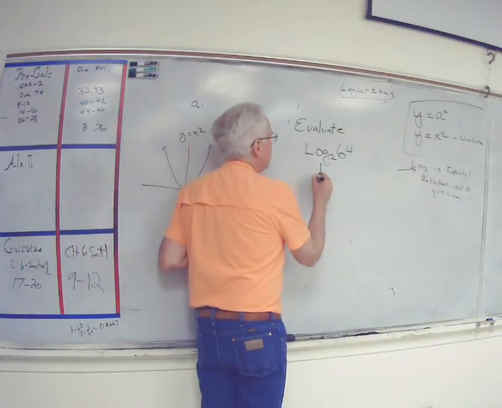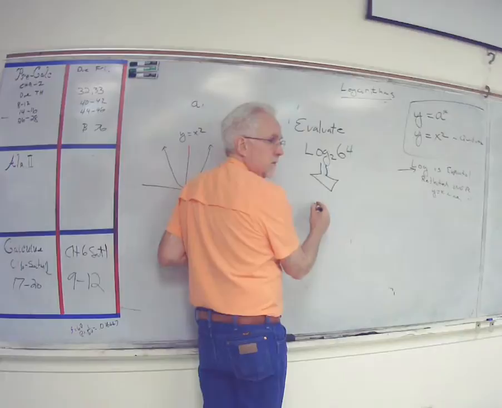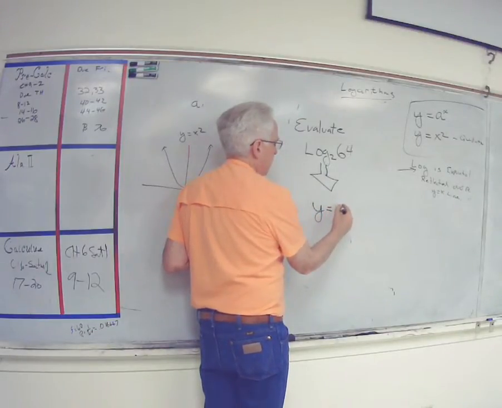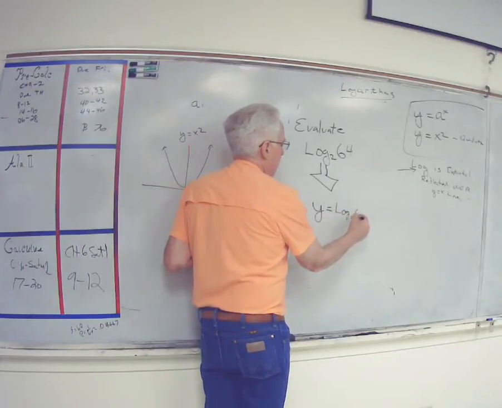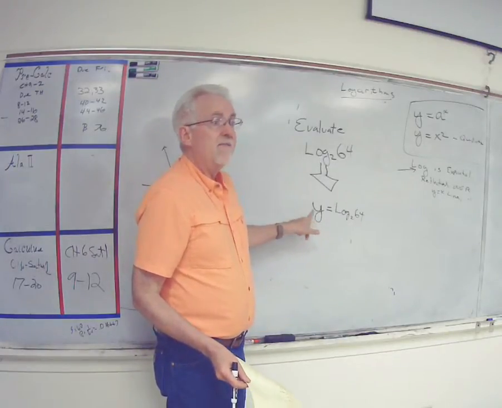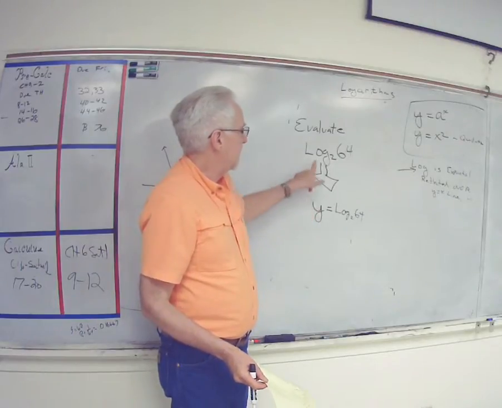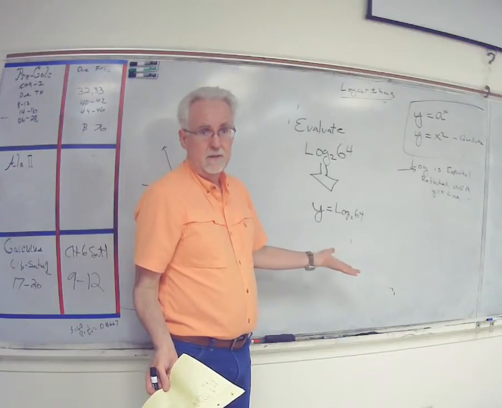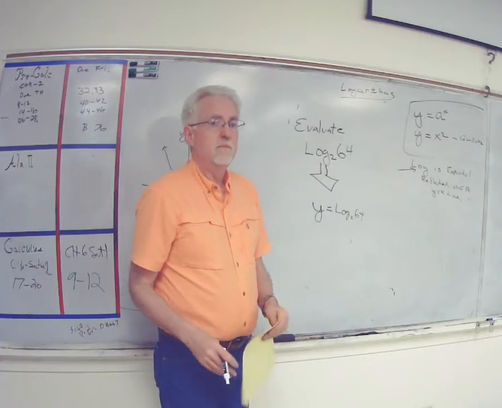So this is what you do. You're given the problem like this, but you've got to set it equal to what? y is equal to log base 2 of 64. So you've just got to put the y in there. Now, if I can figure out what y is, if I can solve for y, I'll know what log 2 of 64 is. Does that make sense? Yes. So now I need to put this in what form?